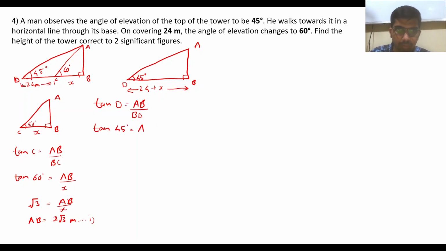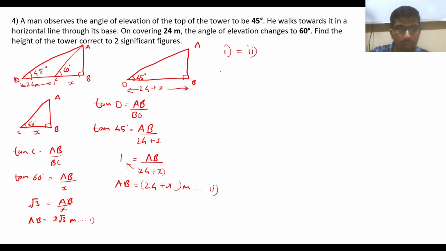We don't know how much AB is. You have to find the height of the building to two significant figures. BD is 24 plus x. The value of tan 45 is 1. So AB upon 24 plus x. This full thing will go over here. What will AB become? AB will become 24 plus x. The second value, so write the full thing in meters. Just write m, and this is the second value. I will equate 1 is equal to 2.